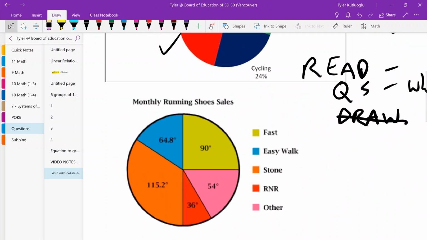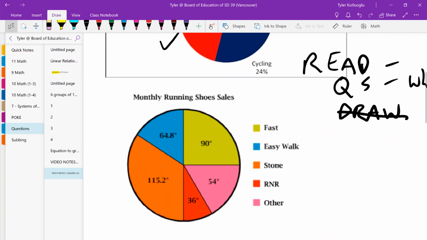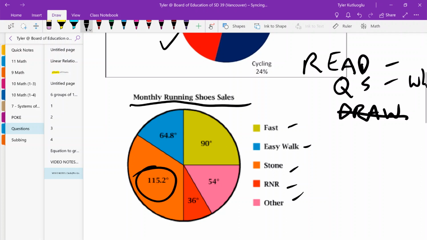This is a little bit more applicable to work. Let's say the monthly running shoe sales. Let's say you're the manager at the store, and you've compiled your data, and you put it into this graph so you can see it more easily. These are the different types of shoes, and this is how well they did. When I look at this, clearly the orange one's the biggest, so the orange one's Stone. So I'm like, wow, Stone did really well. But then when you look here, this red one, R&R, did really bad. So we want to know why, so that next month we can fix and make corrections.